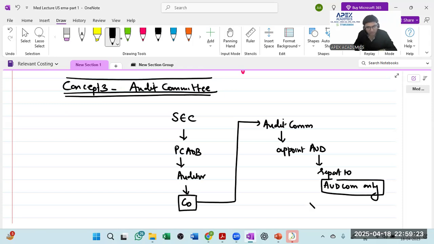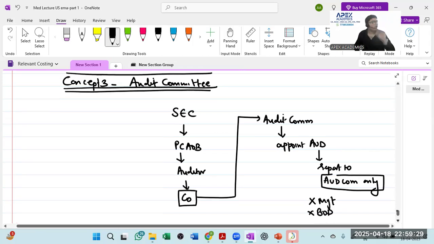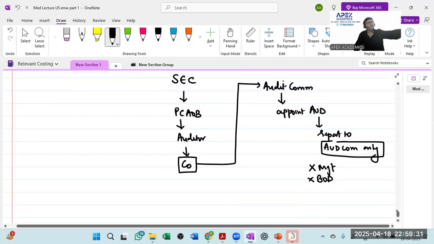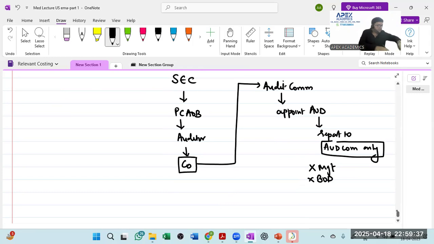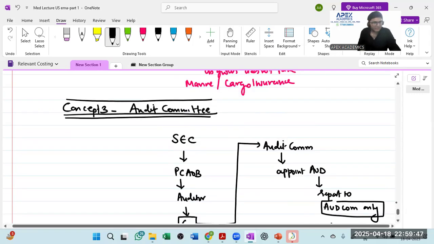He will not report to management. He will not report to the board of directors. He will communicate with them and discuss matters with them, but he is not answerable to them. Please try to understand this basic and most important concept. Let us begin. First concept was, I will call this basic.